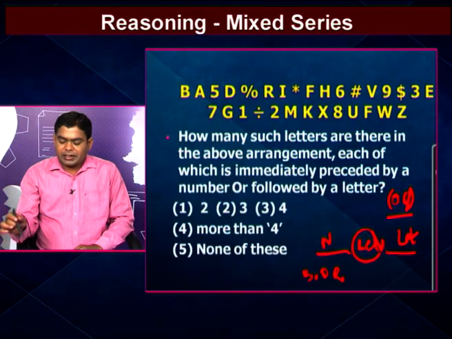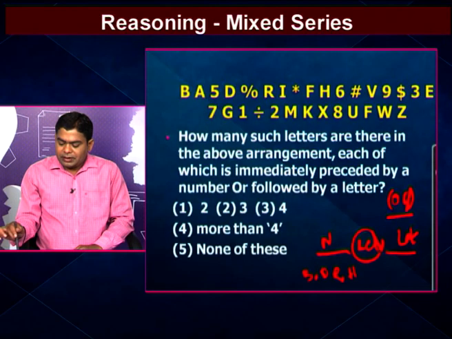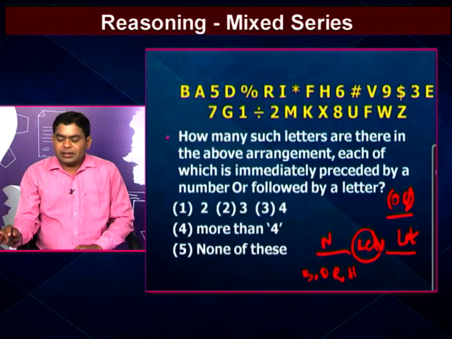After that we go to the next letter. Here the letter is F. It is preceded by a symbol. That means it does not satisfy the preceded condition. So after that we go to the right side. F is followed by a letter. That means according to our condition, letter followed by letter, so that's why we count that letter. That one is H.